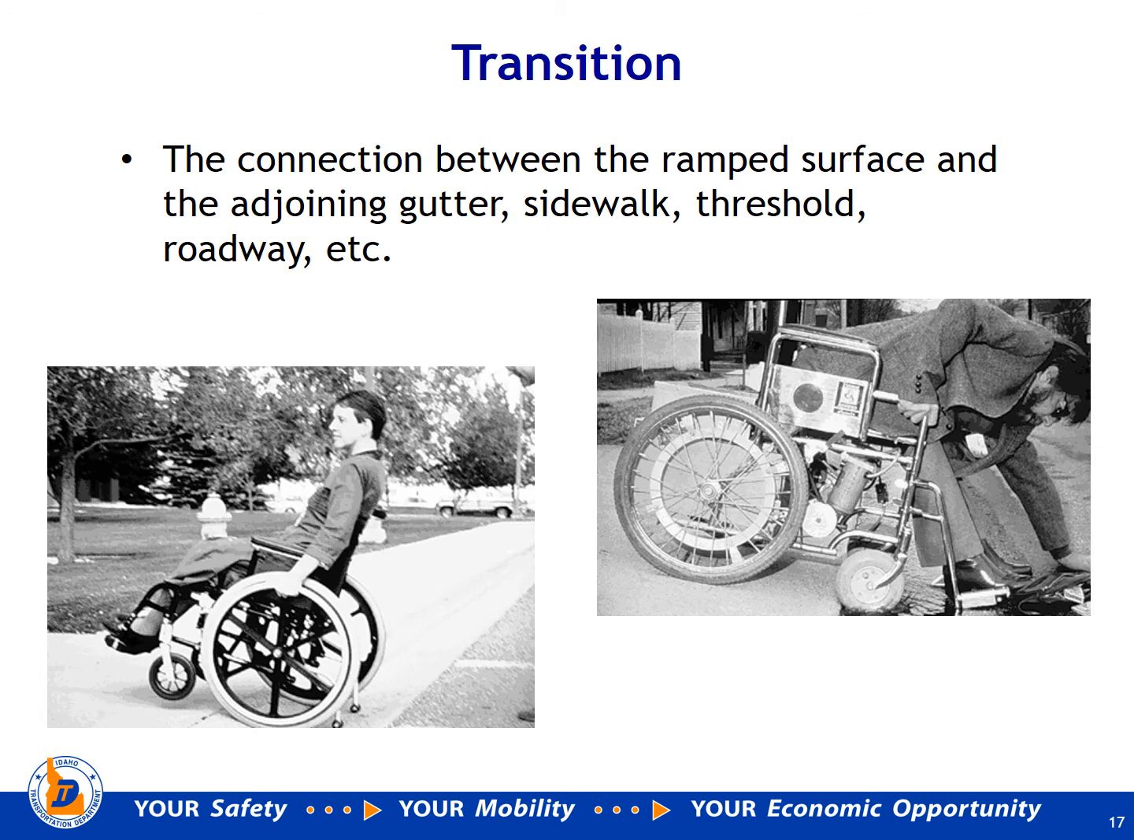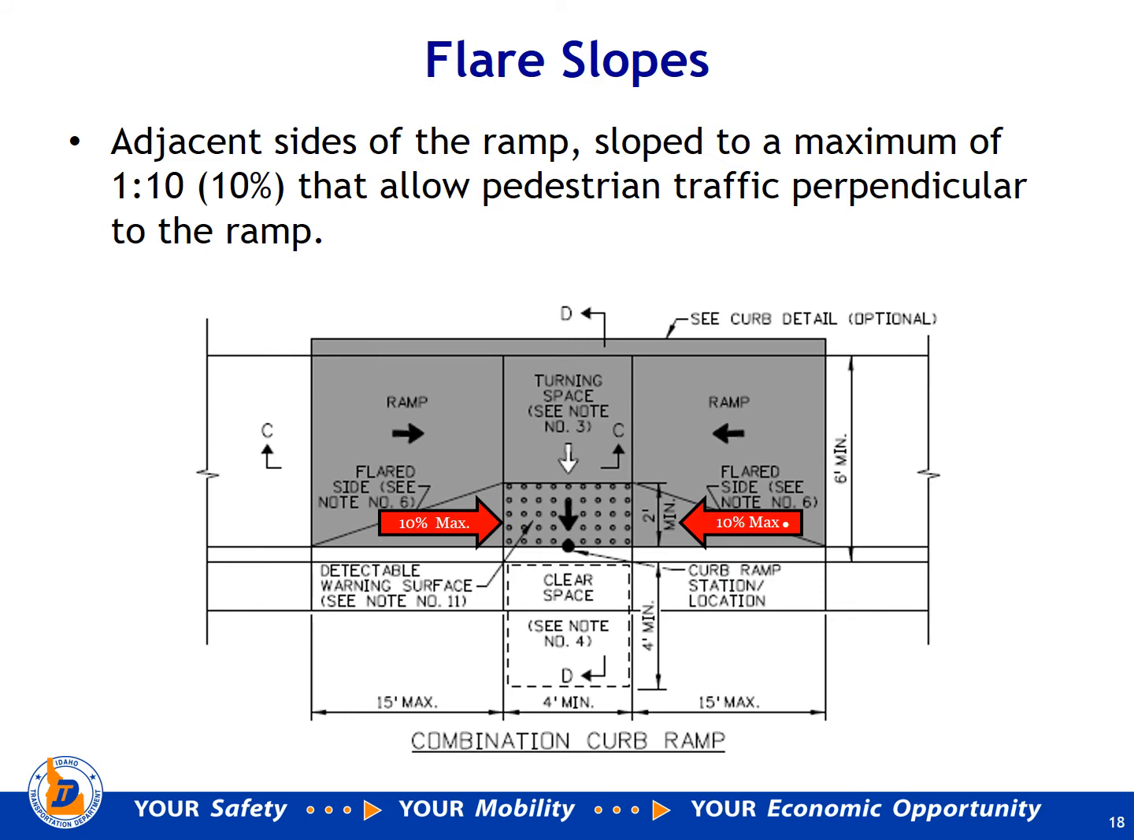Transitions are where the ramp surface meets other surfaces. This is where the grade breaks are located. Severe grade changes in transitions can result in problems for those we are trying to accommodate. Flares are the adjacent sides of the ramp. They allow able-bodied pedestrians to cross the ramp without tripping.